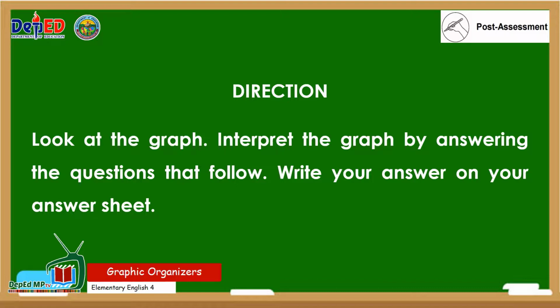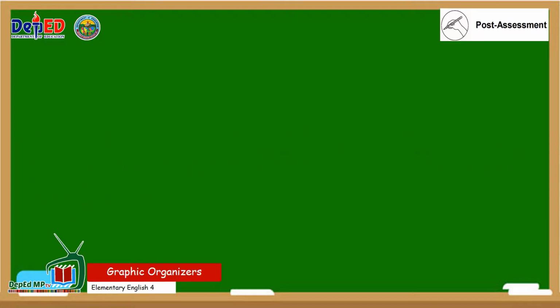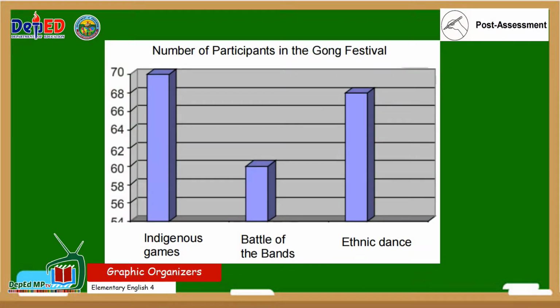The direction is: look at the graph presented later. Interpret the graph by answering the questions that follow. Write your answer on your answer sheet. Here is a graph on the number of participants in the Gong Festival. The indigenous games have 70 participants. The Battle of the Bands have 60 and the ethnic dance have 68.